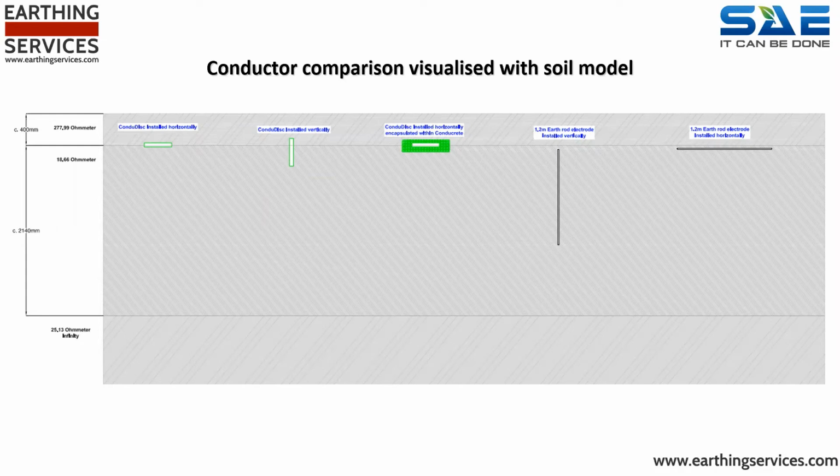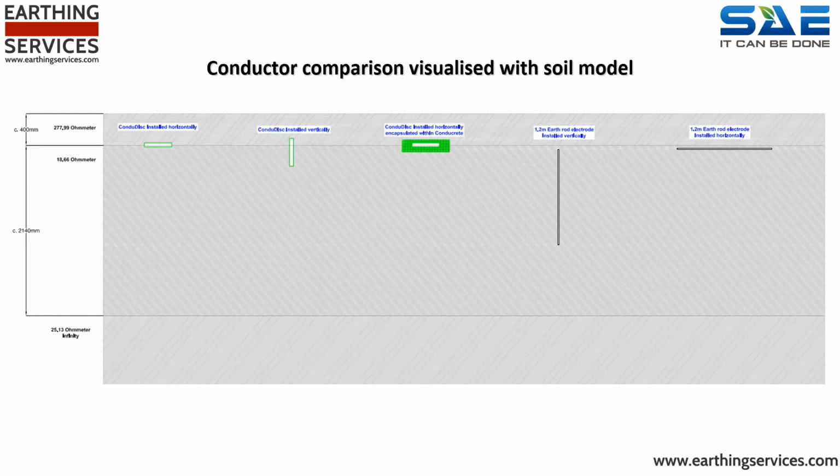As already stated, the conductors were installed in different soil strata with significantly different apparent resistivity, as we can see here. The top layer, where 4 of the conductors are partially or entirely installed, has an apparent resistivity in excess of 277 ohm meters. The only conductor installed entirely into the second soil layer, with an apparent resistivity of less than 19 ohm meters, is the vertically installed earth rod.